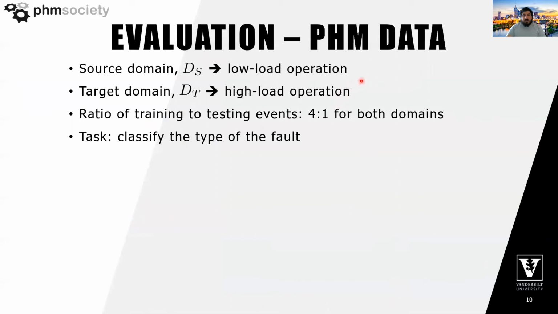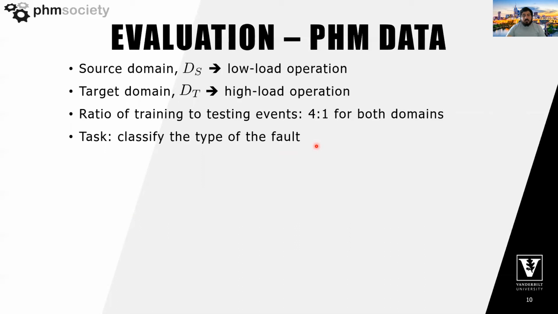The dataset is divided into source and target domains according to the loading conditions. The source domain corresponds to the low load condition, whereas the target domain is composed of high load operation. Both domain data is split into training and testing data using a 4:1 ratio. And our task is detecting the type of the fault correctly, regardless of the shaft speed or loading condition.